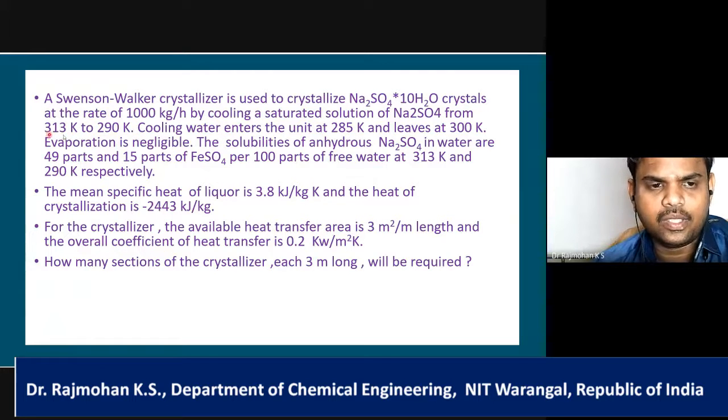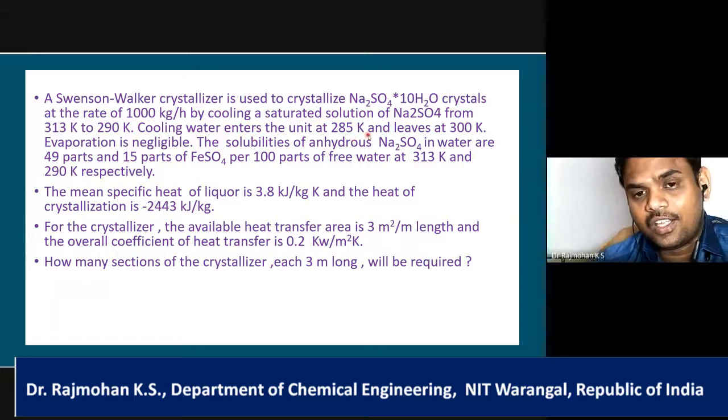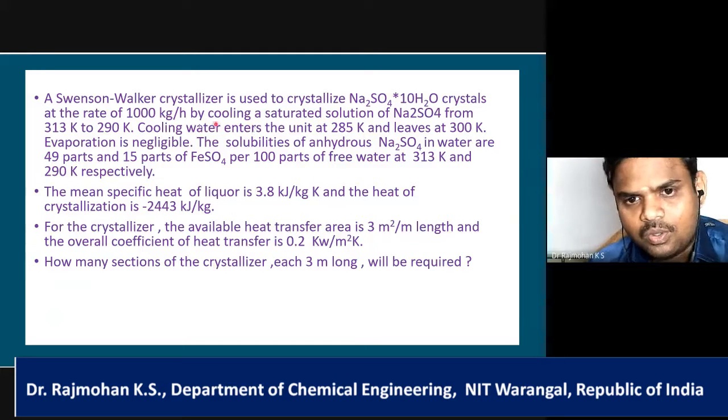So here also temperature change is there. Feed is entering at 313 Kelvin. Therefore, mother liquor and crystals will be leaving at 290 Kelvin. Ti minus T naught is here. Cooling water enters the unit at 285. Here water is used to cool the system. So cooling water enters the unit at 285 Kelvin and leaves at 300 Kelvin.